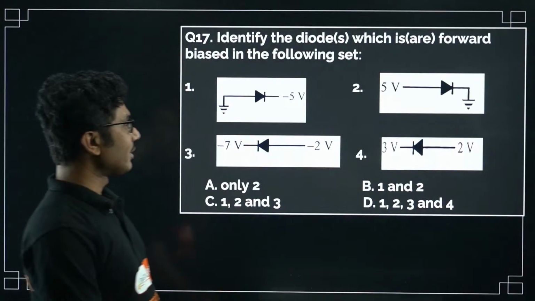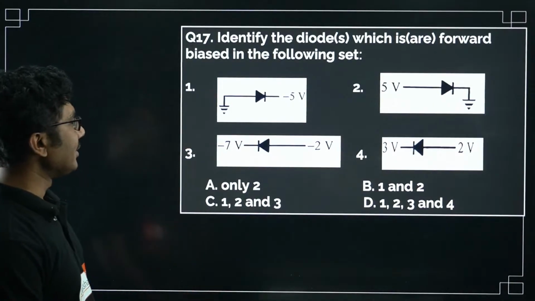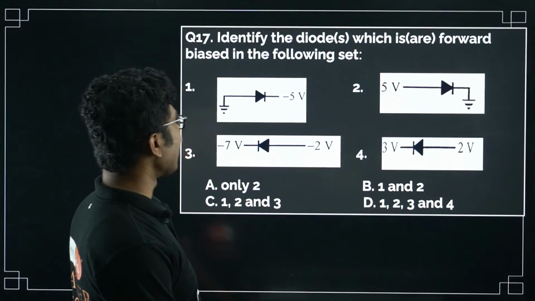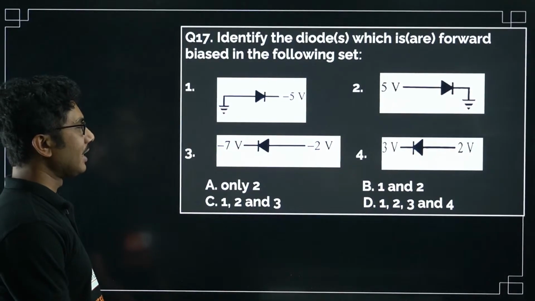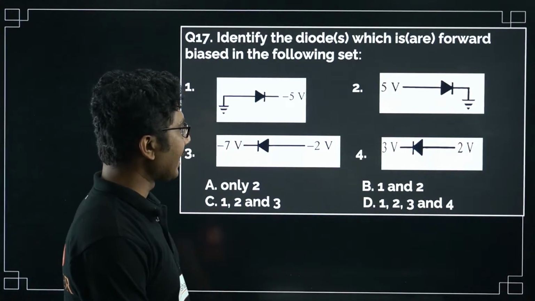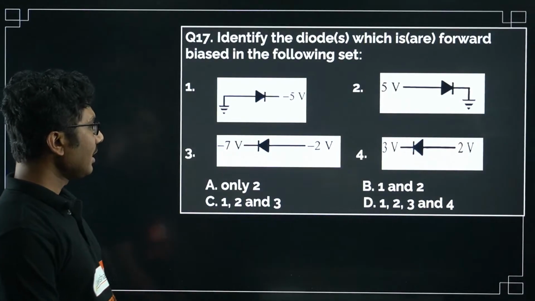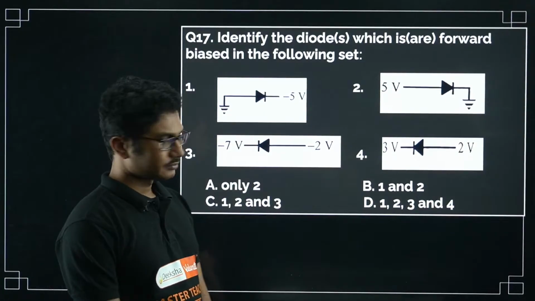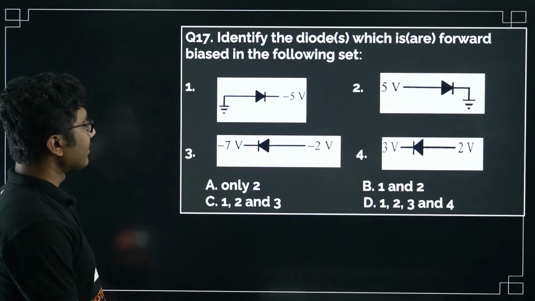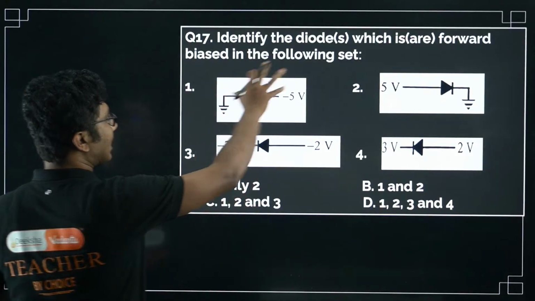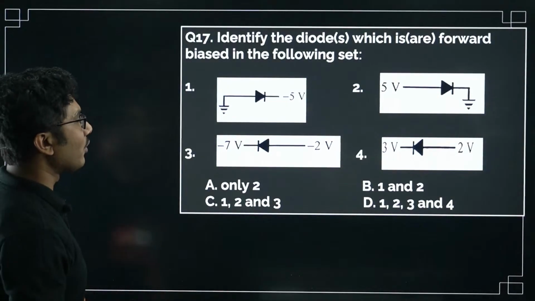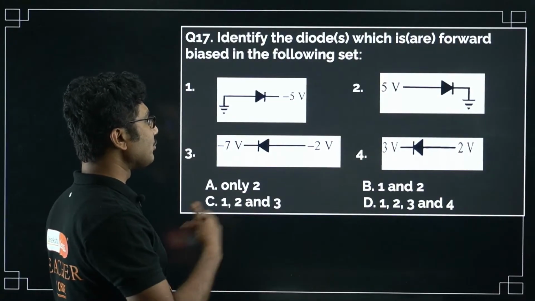Now this is also a semiconductor based question. Let's see if you can answer this. Identify the diodes which is or are forward biased in the following set. So how many of the diodes are forward biased? Only 2, only 1 and 2, 1, 2 and 3, or 1, 2, 3 and 4. Now question 17, answer this question. These are the diagrams. Some of them are forward biased, some of them are not. If it is forward biased, then only you have to choose the number.